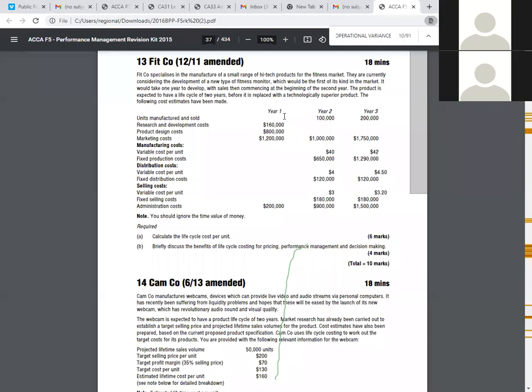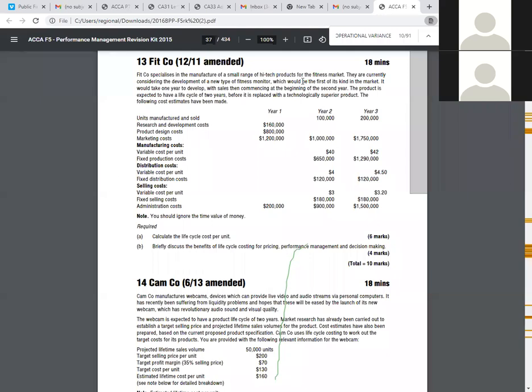Fit Company specializes in the manufacture of a small range of high-tech products for the fitness market. They are currently considering the development of a new type of fitness monitor, which would be the first of its kind in the market. It will take 1 year to develop, with sales then commencing at the beginning of the second year. The product is expected to have a life cycle of 2 years before it is replaced with a technologically superior product. The following cost estimates have been made.